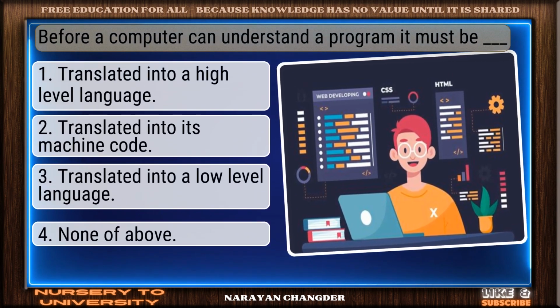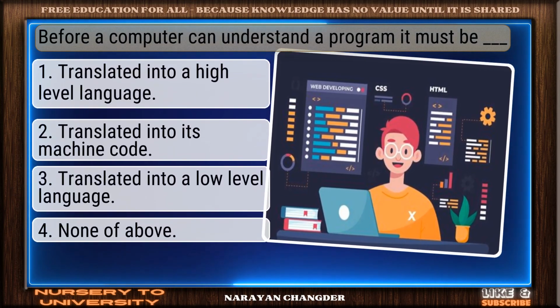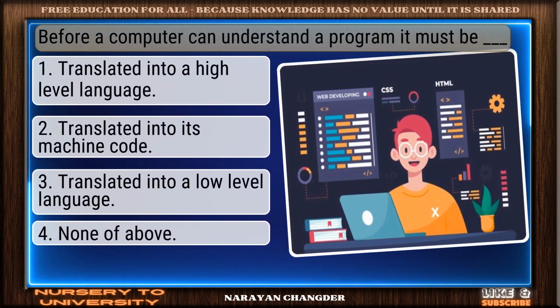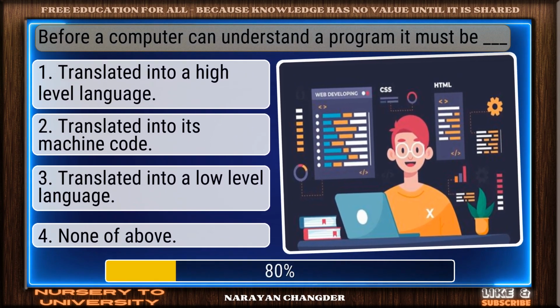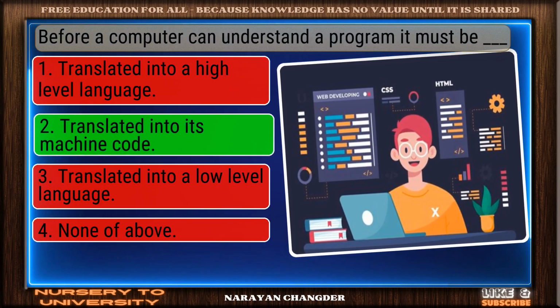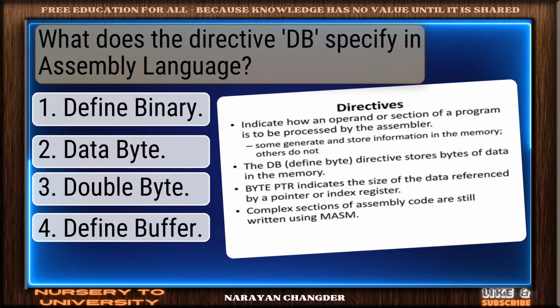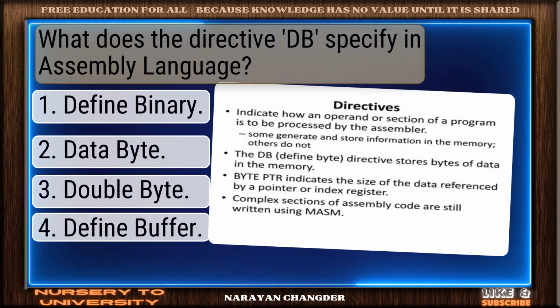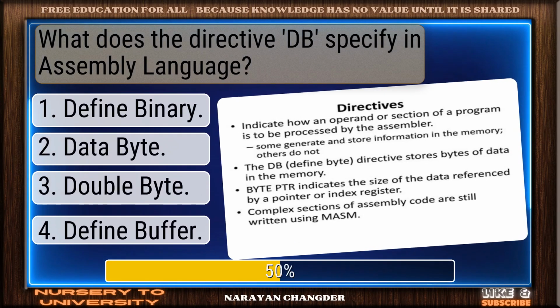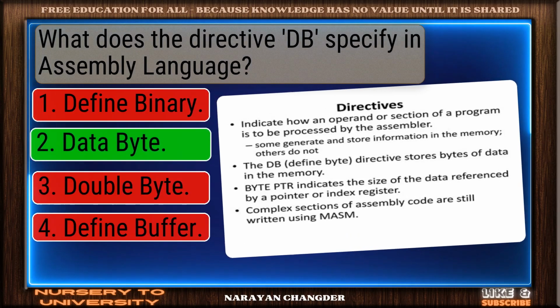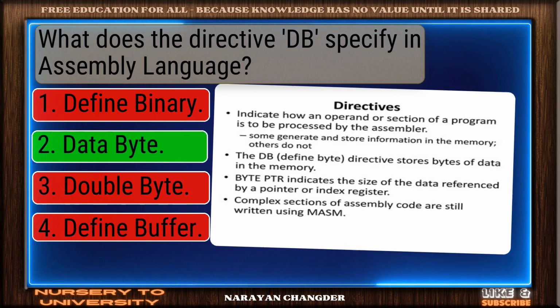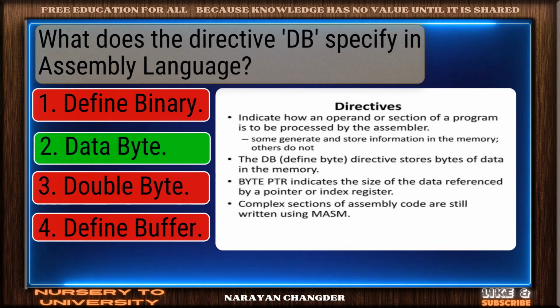Question number 35. Before a computer can understand a program, it must be blank. On track. Translated into its machine code is the correct answer. Question number 36. What does the directive DB specify in assembly language? Nice work. You chose data byte, and it is correct.